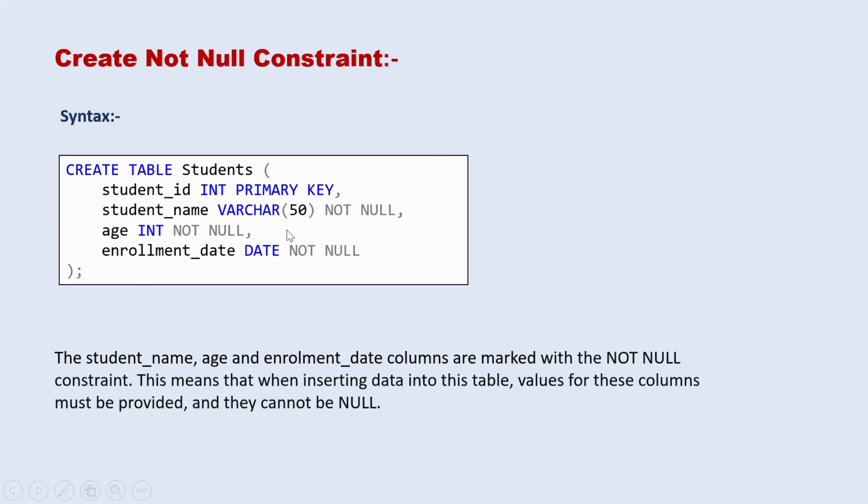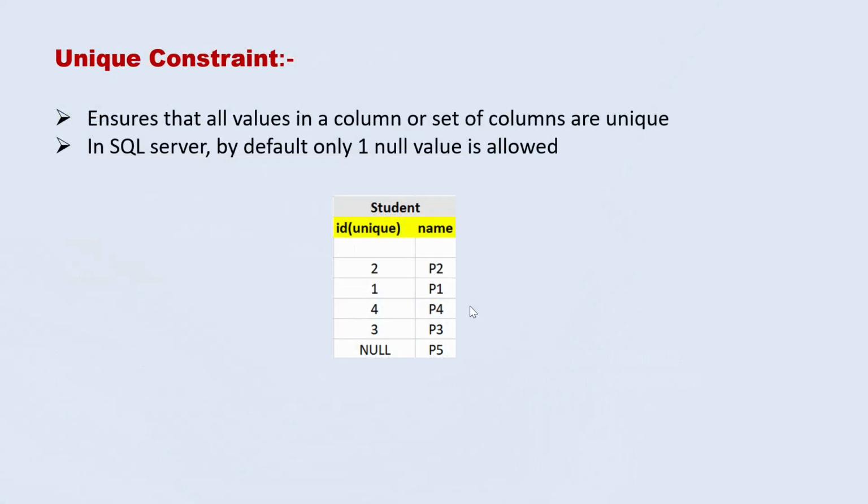So whenever you try to insert null value in these columns where we have defined not null, DBMS will raise an error. Okay. So that's what we have mentioned below. The student name, age, and enrollment date columns are marked with not null constraint. This means that when inserting data into this table, value for these columns must be provided and they cannot be null. Correct? Now let's move to the next slide.